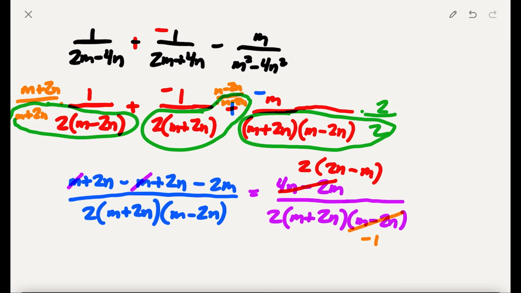So you can divide this out here and you get negative 1. So your final answer, oh wait, the 2's also are going to cancel out here. So your final answer should be negative 1 over m plus 2n. And that is the final answer.